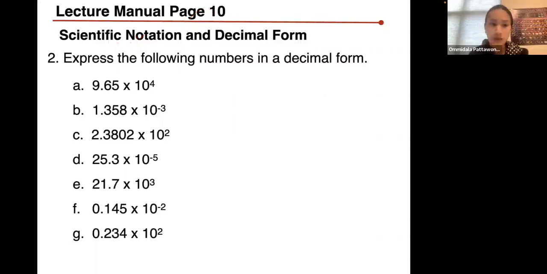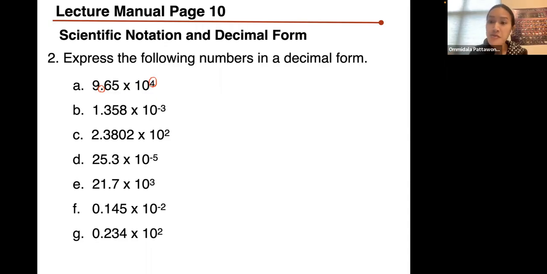Okay, so let's take a look at example 2. In example 2, we are going to convert the given scientific notation to the decimal form. That means in this case, we somehow need to move this decimal point right here. How many times you need to move depends on the exponent. So in this case, it's positive exponent 4.